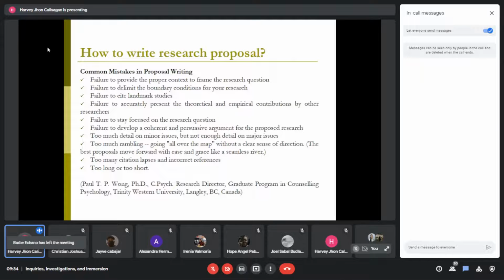Okay, how about you, Christian? Same question as Joel's earlier. Why do we need to develop a very, let's say, coherent and persuasive argument for the proposed research? Why not simple but broad?